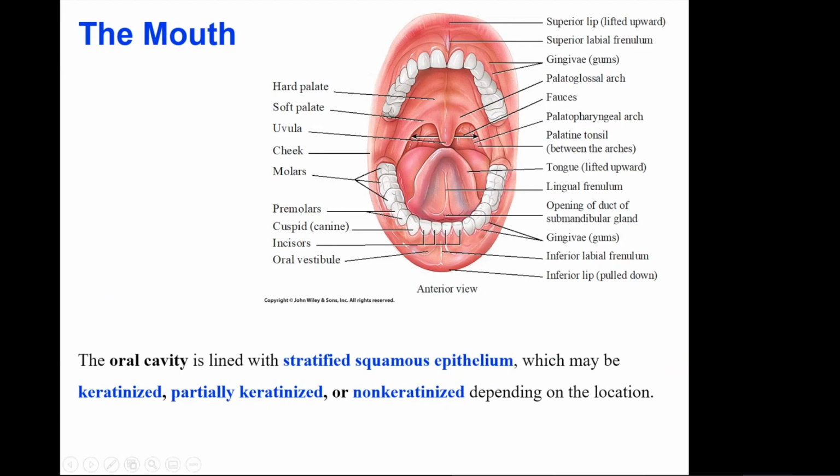So let us start with the first part in the GI system, and what we mentioned previously, just the general common features shown along the GI tract. So guys, let us start with the mouth. This is the oral cavity, and listen guys, keep this in your mind.